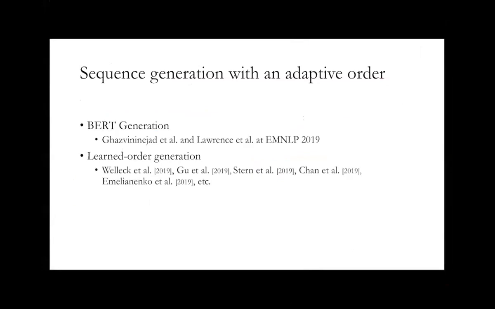So, there has been a number of different works trying to do sequence generation or language modeling with an adaptive order. That is, the order is not fixed, left to right or right to left, but is determined on the fly as we generate. So the BERT generation, not only the work by Sean and me, but also work from Facebook AI Research, as well as another one from, I think, Germany. And then there's been another set of work on learned order generation. One of the pioneering works was done early last year, in 2019, by Sean, who is our course assistant here as well.